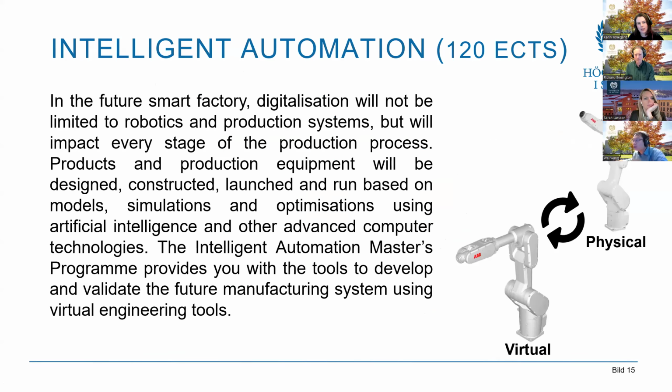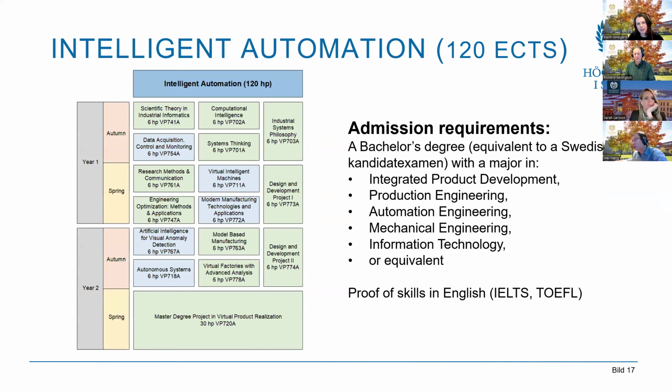Yes. That question was regarding the admission requirements for the intelligent automation. The main requirement is that you have a bachelor's degree in either integrated product development related to design engineering, production engineering, automation engineering, mechanical engineering, manufacturing engineering, information technology, or equivalent. When you submit your application, we will evaluate whether you have this exact same major, or whether it's equivalent or not. For sure, we will have an English language skill requirement from IELTS, TOEFL. I think we also accept other English language test results as well. But later, I think Karin and Sarah will introduce more details.